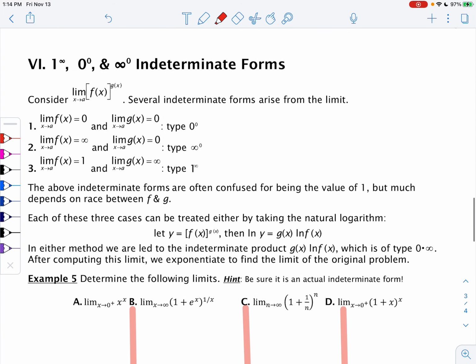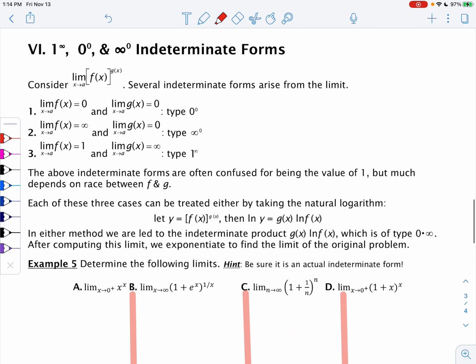And so in today's video, we're going to go over indeterminate powers and how to address those. That typically happens when we've got the limit of a function of x raised to another function. When you're taking that limit as x approaches a, if that limit approaches 1 to the infinity or 0 to the 0 or infinity to the 0, we have an indeterminate power.